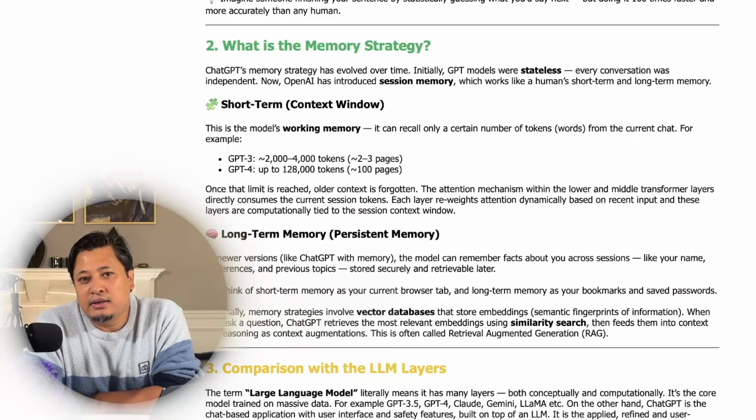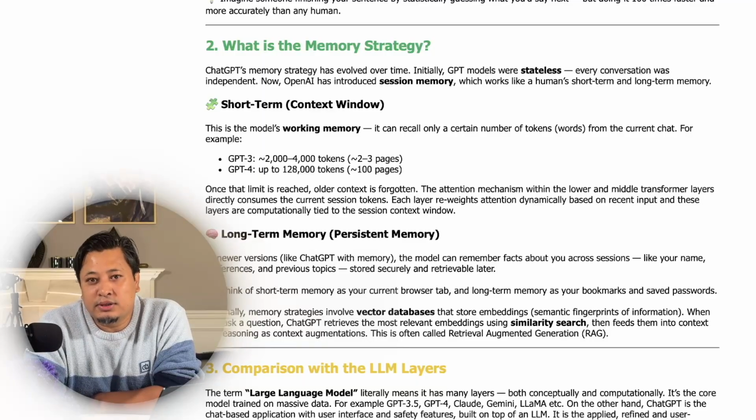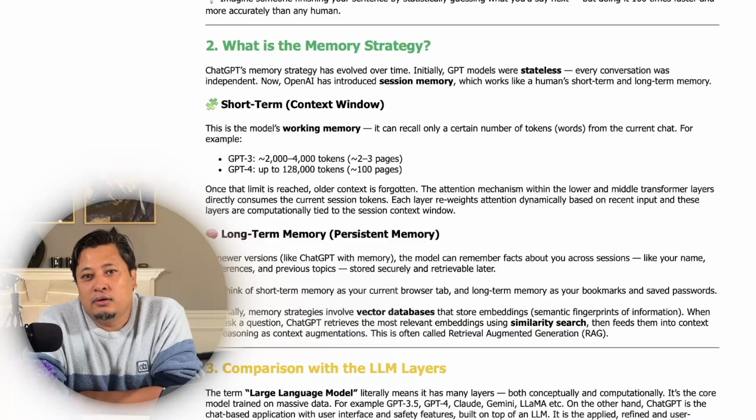The attention mechanism within the lower and middle transformer layers directly consumes the session tokens. Each layer reweights the attention dynamically based on the recent input, and these are directly tied to the session context window or session memory. On the long-term memory, the ChatGPT model can remember facts about you across multiple sessions. This includes information like your name, preferences, your chat conversation topics, and conversation history.